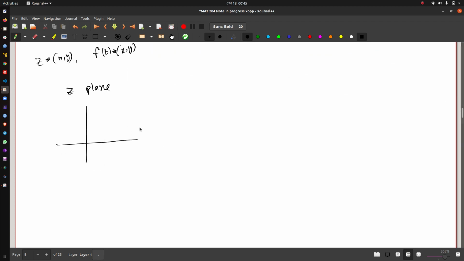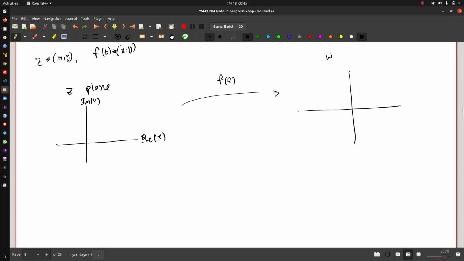So you can think of this as the plane that displays all the inputs that you want to give. This is the real axis, this is the imaginary axis. I'm also labeling x and y. And then through the function there is another plane. As usual, it's called a w plane, where w is defined as f of z, or you can also call it the image of this plane that is getting mapped. So again, this is the real axis and this would be the imaginary axis.